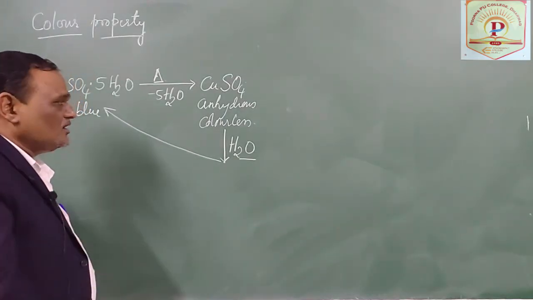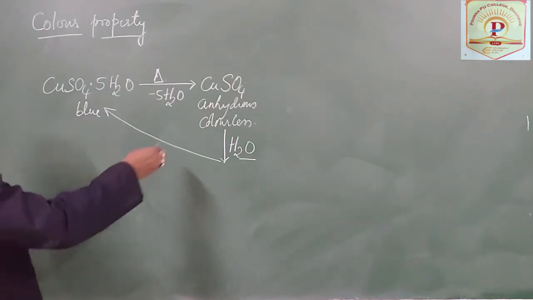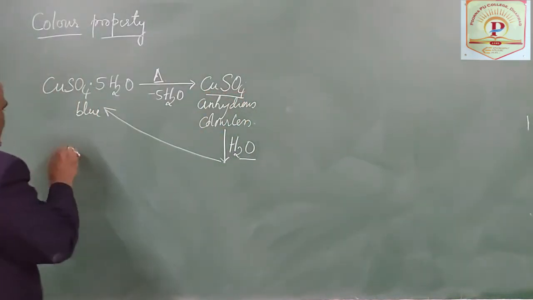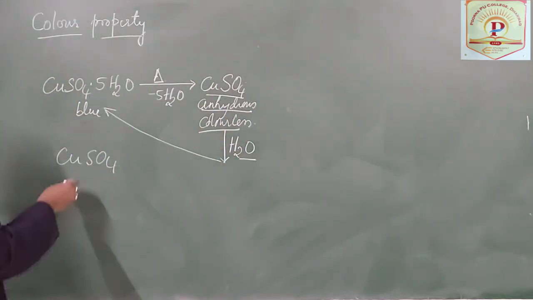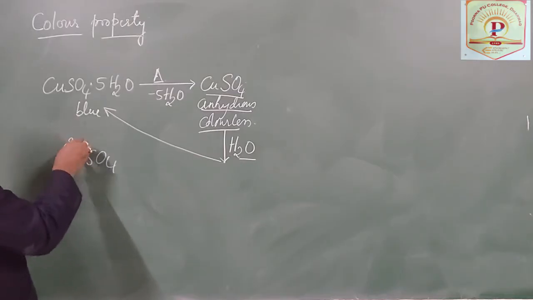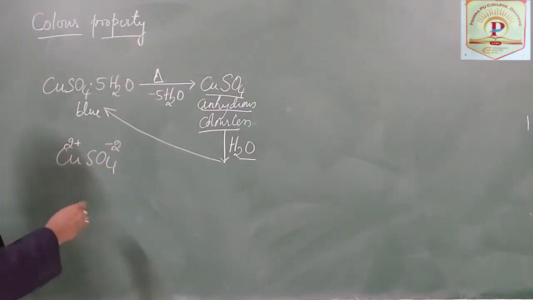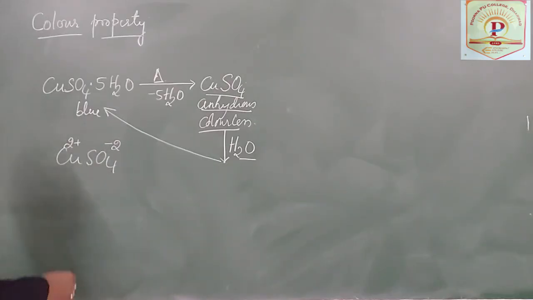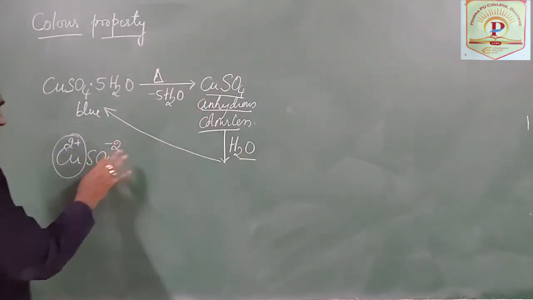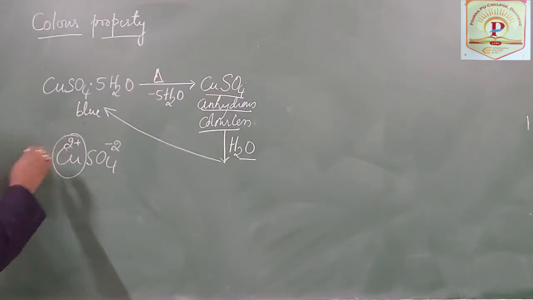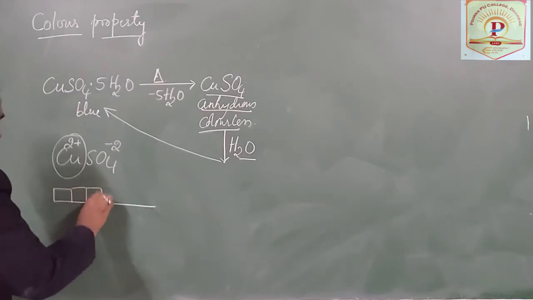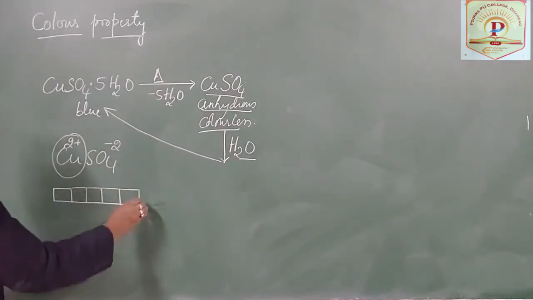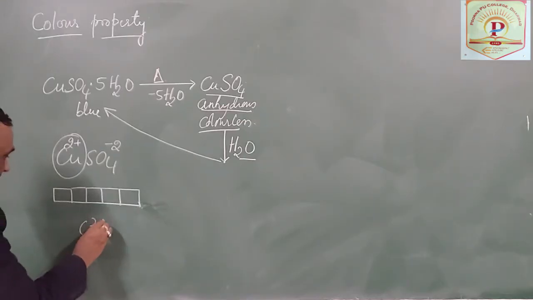Then how exactly? It is known that copper sulfate in the anhydrous condition is an ionic compound which contains the copper 2+ ion and the sulfate ion separately. So in the free copper 2+ ion in anhydrous copper sulfate, the 5d orbitals are degenerate, that is, in the free copper 2+ ion.